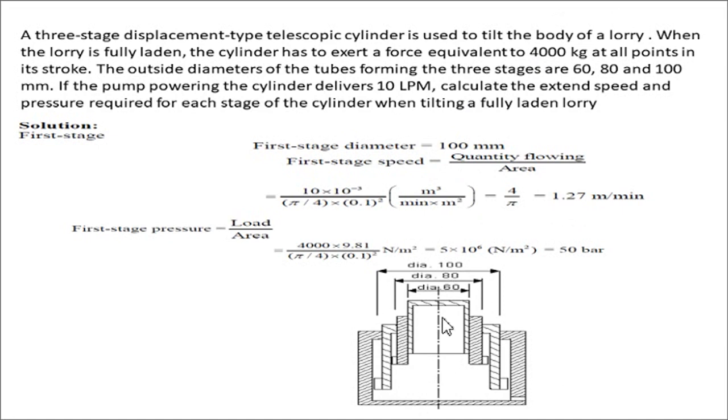Initially you can find out the pressure depending on the effective area. For the first stage, the velocity, which is given by the discharge upon the effective area, is 1.27 meter per minute. The pressure is 50 bar.